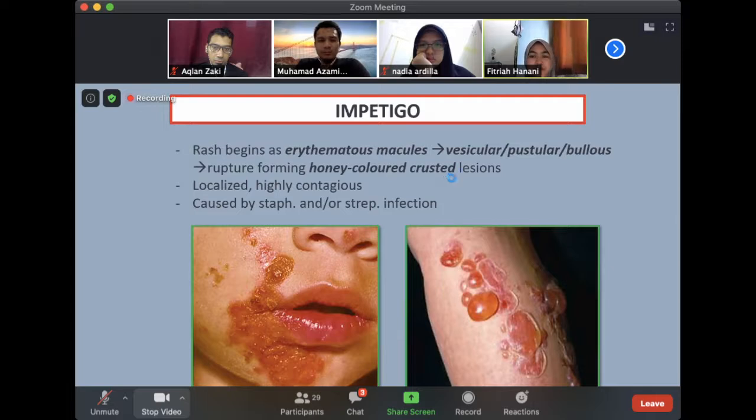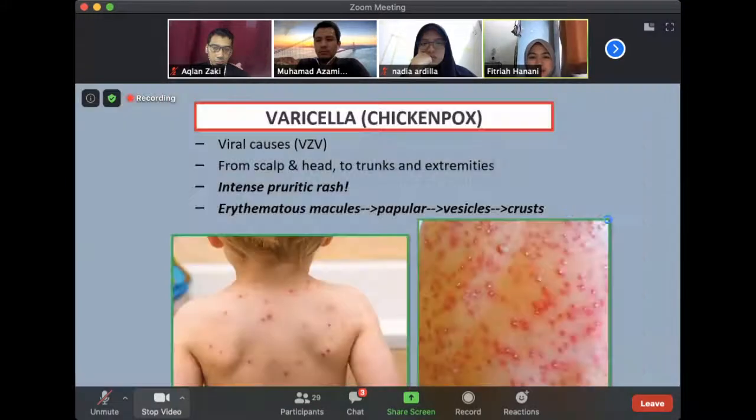Basically, the reason it is under vesicular or fluid-filled rash is that the patient may present to us with an already fluid-filled rash compared to an erythematous macule. This disease is highly contagious. However, it is localized.